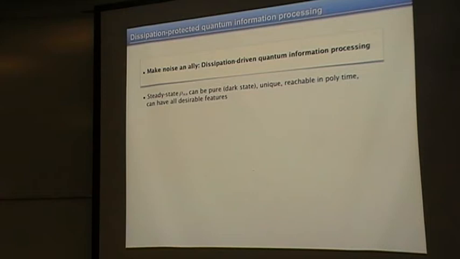And the simplest instance of that type is almost obvious, but it's still an interesting point to be made, because you have a system that, independent of the initial state, will be driven to the stationary state. If this stationary state happens to be a pure state, quantum opticians call it a dark state, but there are many words for the same term. It can be unique, it can be reachable in polytime, it can have all the desirable features, it can be an entangled state, it can have topological order, it can have many fun things, and then, no matter what you do, it will be driven to this stationary state. So noise doesn't kill it, but it facilitates this very preparation of this quantum state.